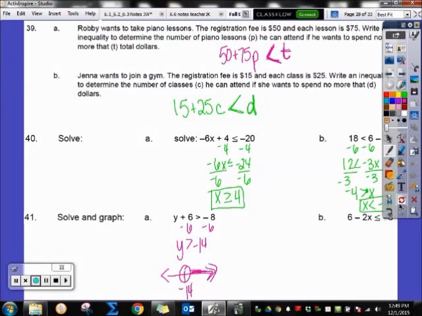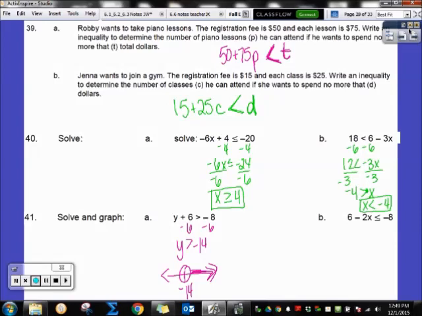For B, I need to subtract 6. So -2x is less than or equal to -14. Because I'm dividing by -2, I have to flip my inequality. And I am going to graph. So I've indicated 7. Since it's greater than or equal to, I need to have a closed circle. Then I need to shade to the right.